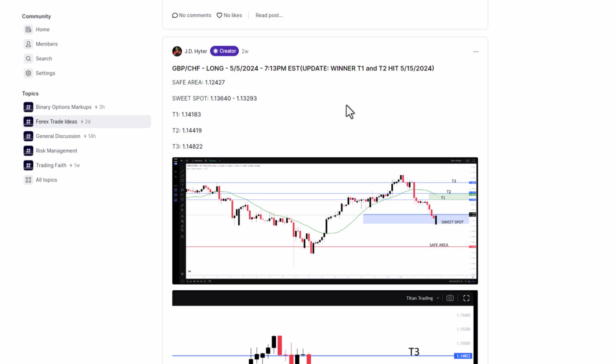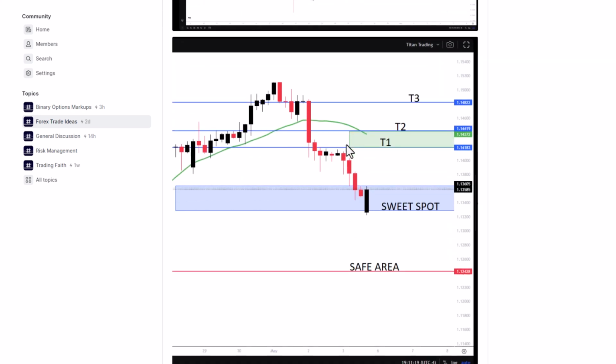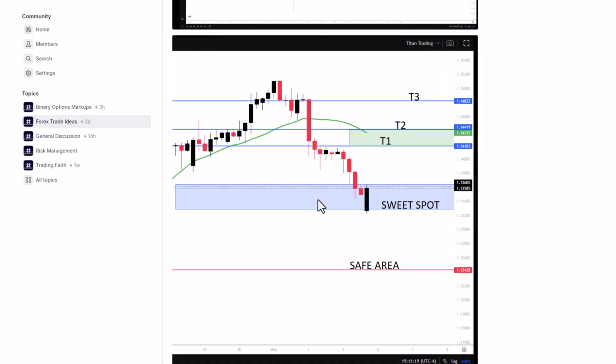here's a trade from the 5th. We don't take a lot of trades. We take the best trades. We wait for prices to make it into our sweet spot. So this is a mechanical trading strategy.